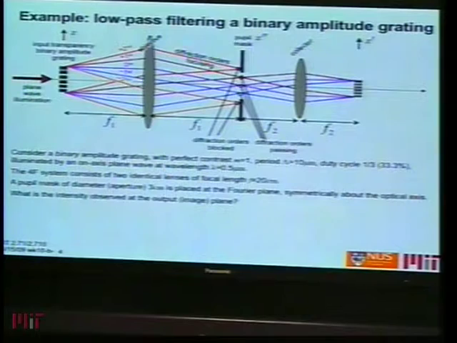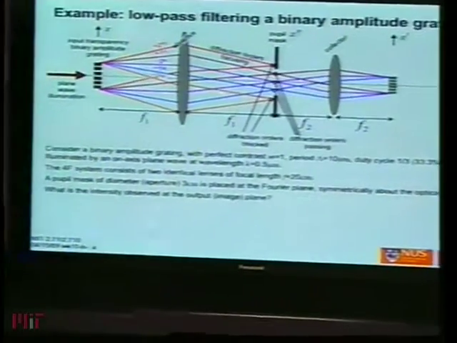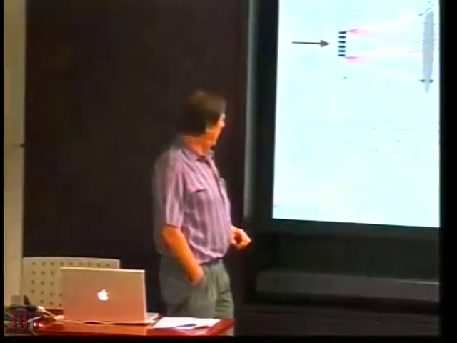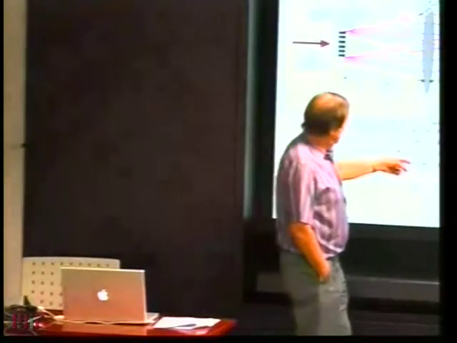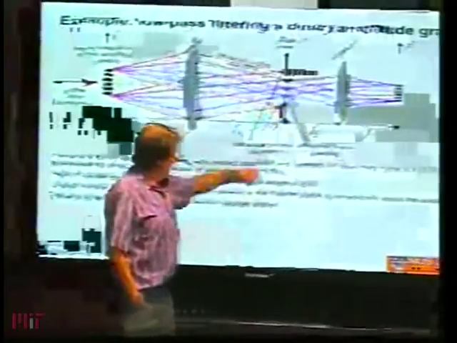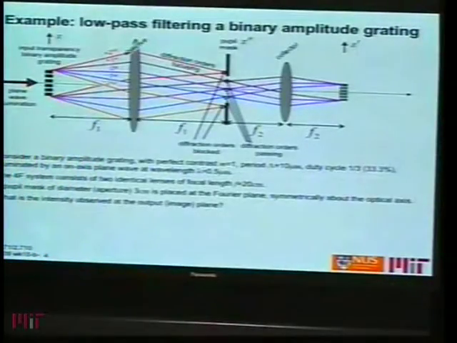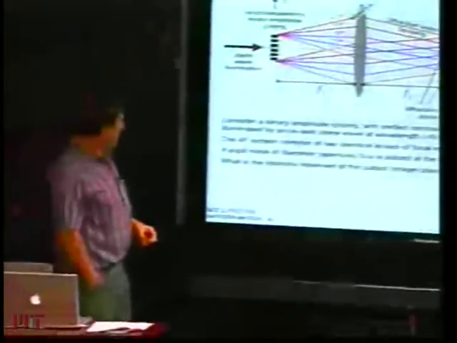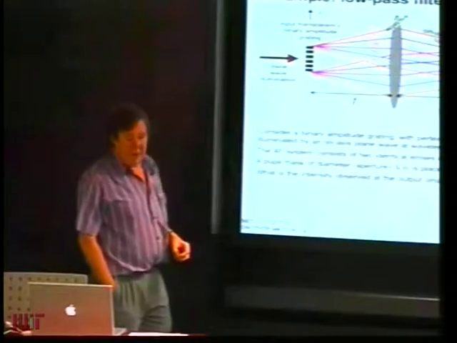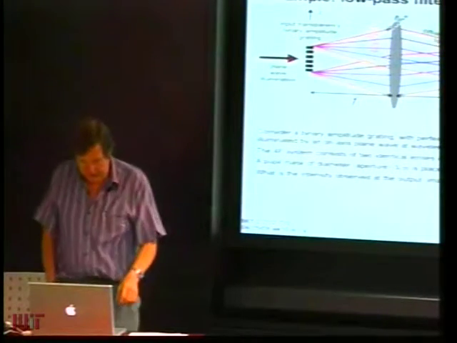And then we're also told that the 4F system consists of two identical lenses of focal length f equals 20 centimeters. So both f1 and f2 are 20 centimeters. And we put a pupil mask of diameter 3 centimeters here at the Fourier plane. What is the intensity observed at the output image plane? So that's the question.